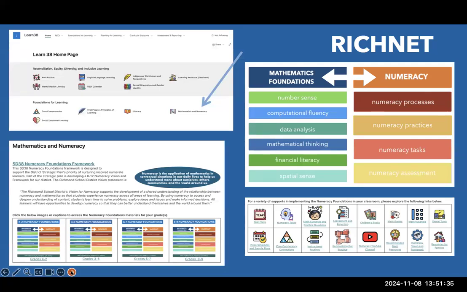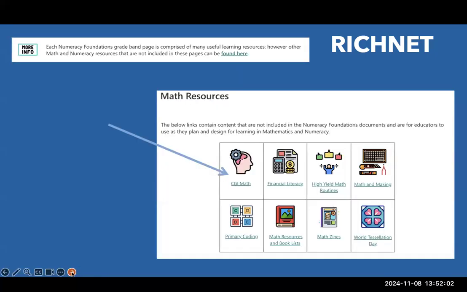So again, just as we wrap up this session, a reminder of where you can find some resources to support you on RichNet. If you go to Learn 38 and then the mathematics and numeracy section, and then you have all the different frameworks for the different grades, K to 2, 3 to 5, 6 to 7, 8 and 9. Under that, you have additional tiles. These practice questions are all from transitional learning. Lots of those involve CGI type questions. And then under that, there's more info, and this is some information from my district blog, but there is a page on CGI math, and it has some presentations, it has books, and it has printouts of equation cards and problems that you can use in your teaching.